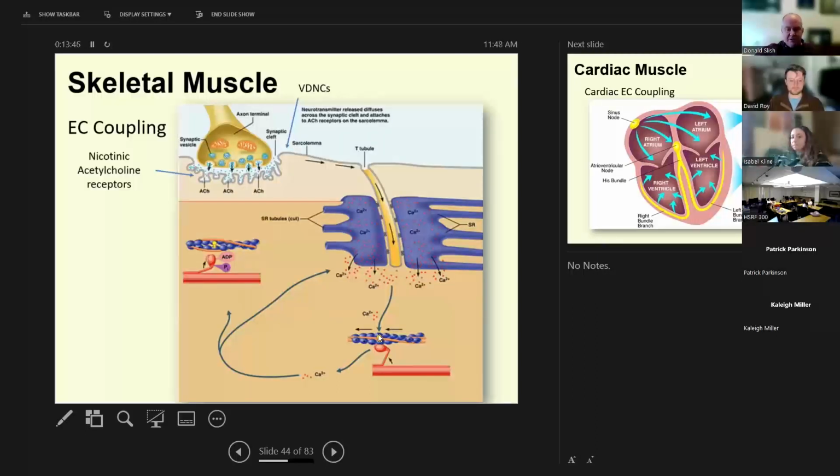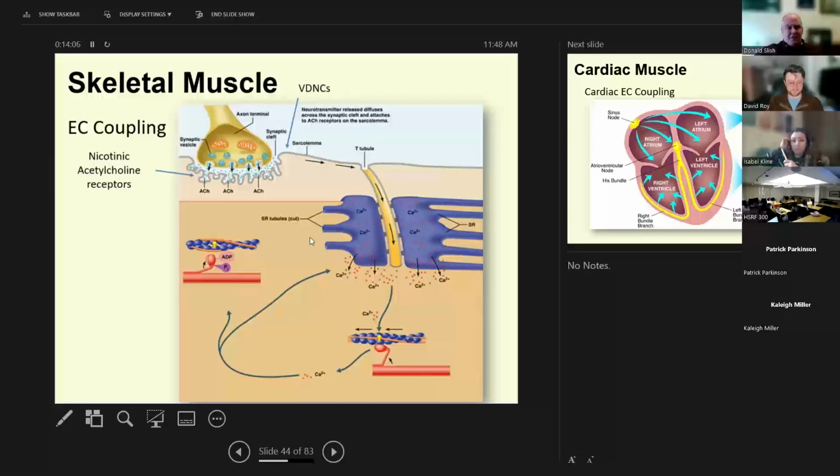Calcium then binds to the troponin complex, moving tropomyosin, and then you get cross-bridge cycling with the myosin until the action potential goes away, and then the calcium is taken back up into the SR.